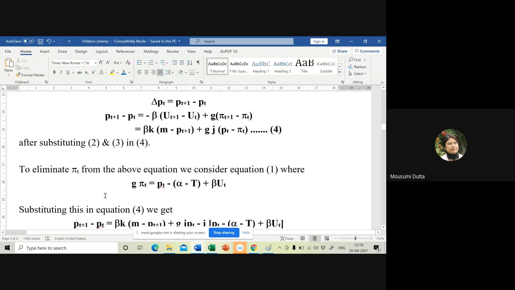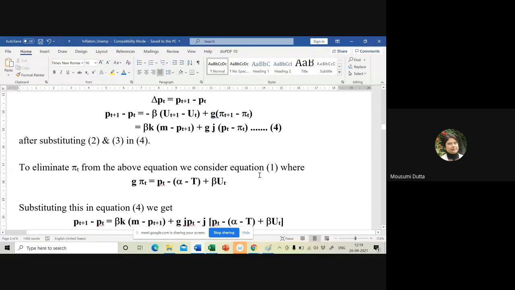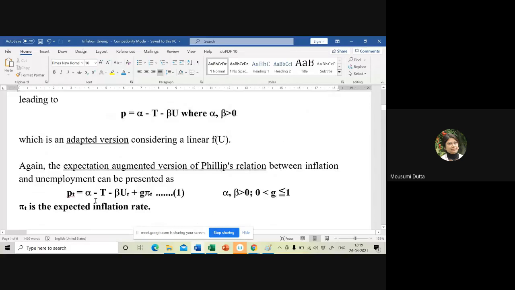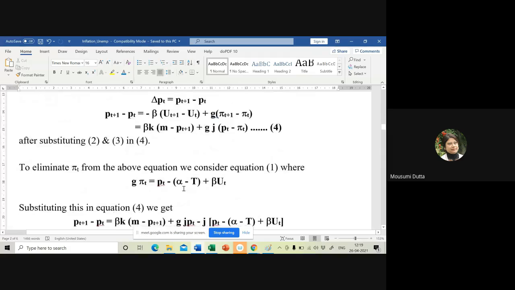So to eliminate pi t from the above equation, we consider equation 1 where g pi t is equal to pt minus alpha minus t plus beta ut. So what I'm doing, I am using equation number 1, g pi t I'm keeping here and the rest of the things in the right-hand side. The problem will be ut will appear and I have to handle that issue too. So first, I am considering g pi t equal to the rest. G pi t in the left and the rest in the right. Okay. So g pi t is equal to pt minus alpha minus t plus beta ut.